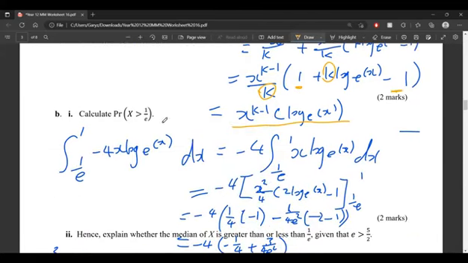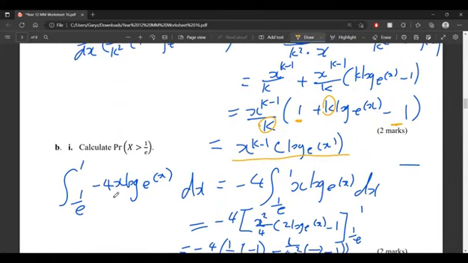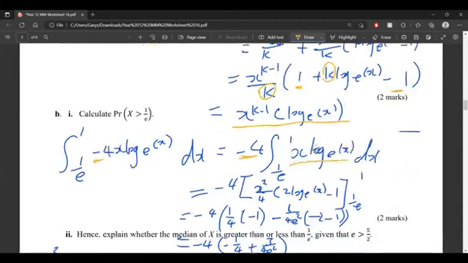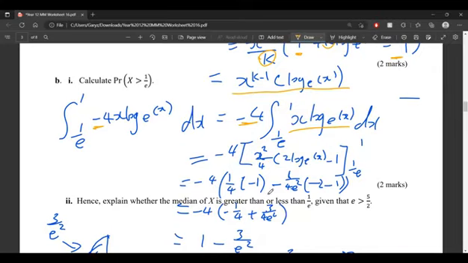Probability of x is bigger than 1 on e is just the integral of this. So notice how, first of all, this -4 thing here we take out. So we're left with x log e x. And by looking at this, k is just equal to 2 because 2 minus 1 is just 1. So x power 1 is just x. And that's why we know the integral is just this. And we just replace every single k with 2. And we get something like this.